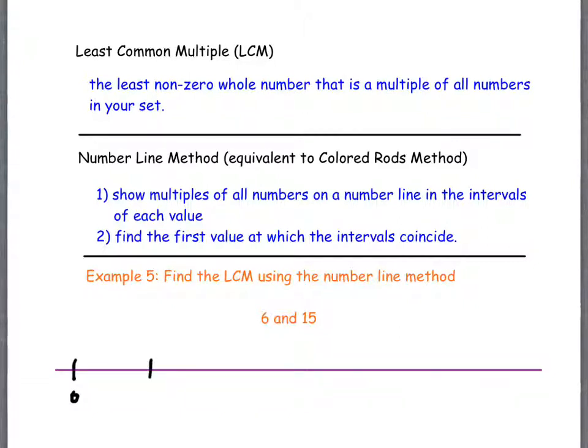So if we go from 0 to 6, what's next? 12. And then 18. And then 24. And then 30. And I'm going to do a couple more. What's after 30? 36. And the next one? 42. Those are labeled because I know I'm going to need those values for sure. And what I'm going to do is use a different color.